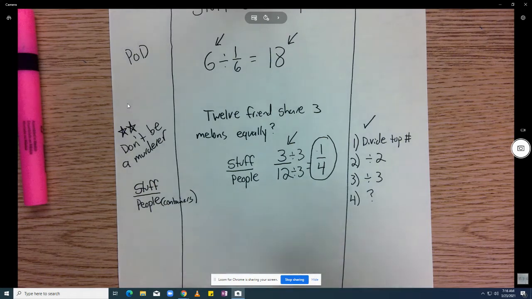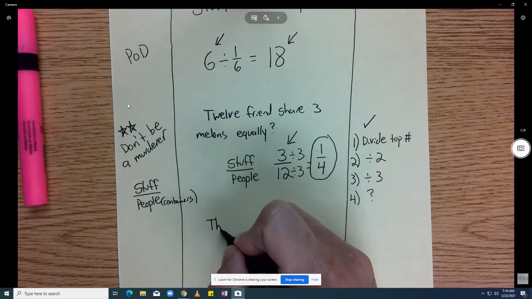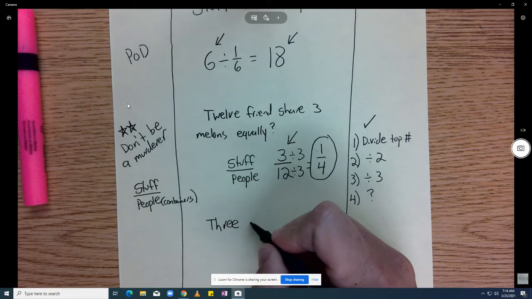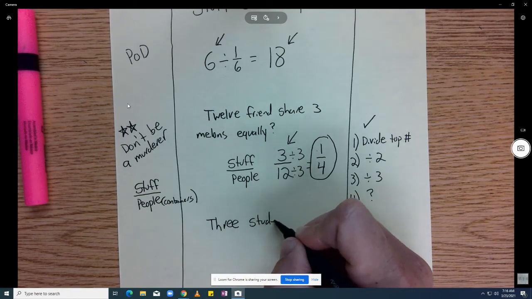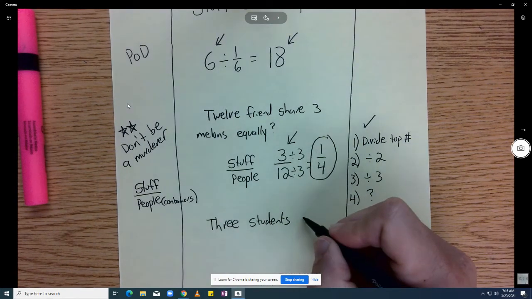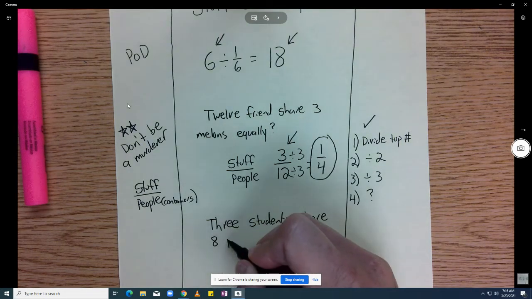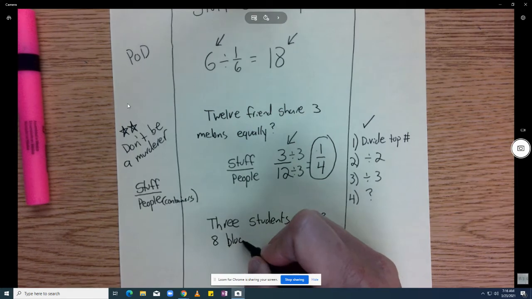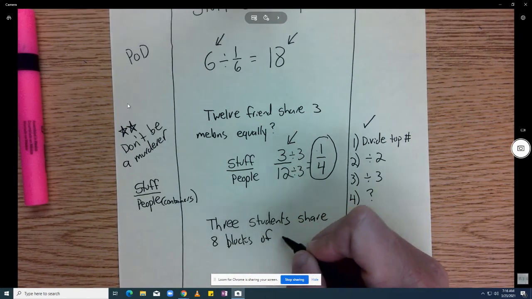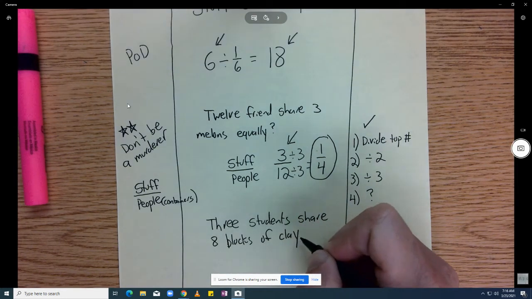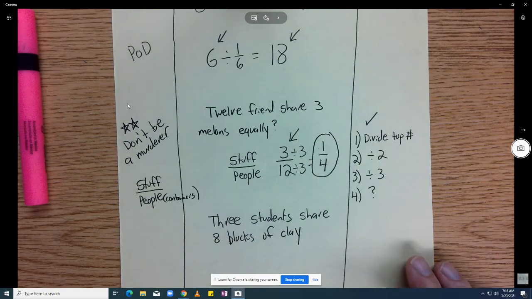Okay, what if we said this? 3 students share 8 blocks of clay. How much does each person get?